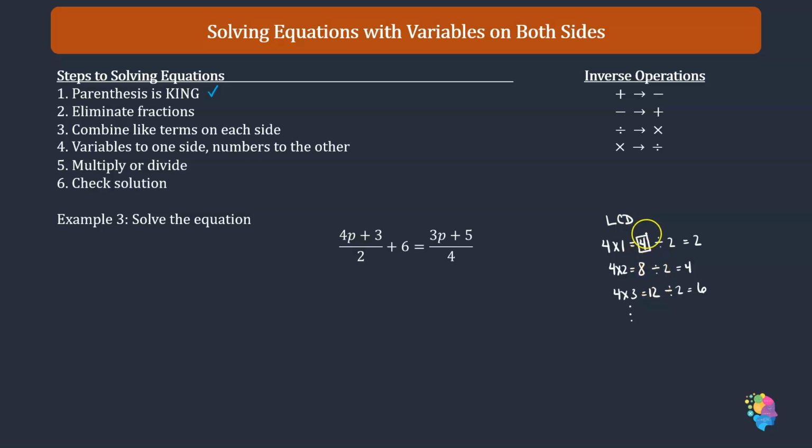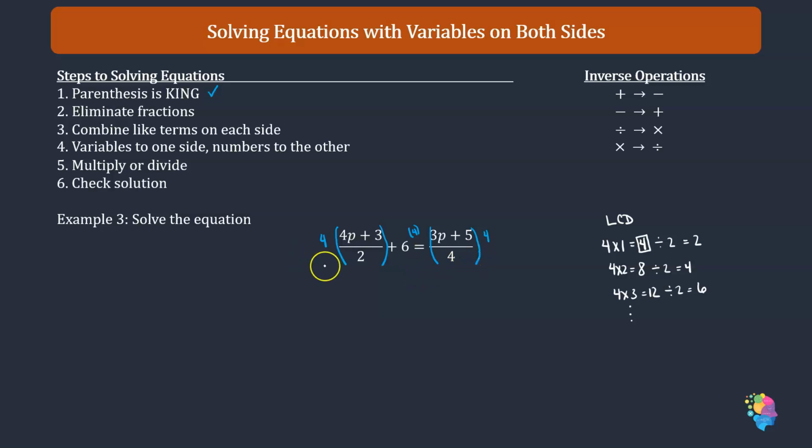So if the first number can be divided evenly, then you can stop, because even if there are more numbers that can be divided evenly, we want the smallest of them all. Okay. Once we found the LCD to be 4, that means that each of these terms, this one is going to be multiplied by 4, and this 6 is also going to be multiplied by 4, and the term on the right side is also going to be multiplied by 4.